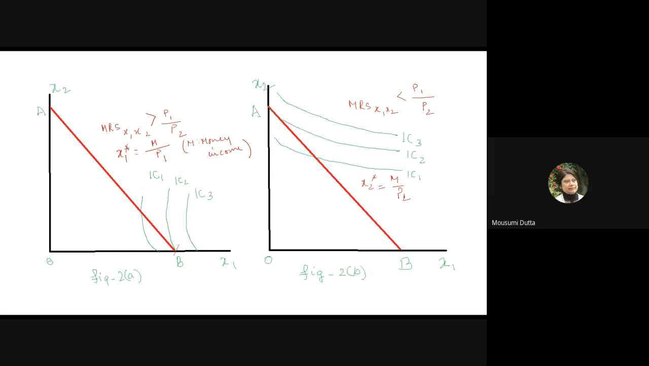Better to say the two lines IC2 and AB are intersecting each other, isn't it? Yes, ma'am. The curves are intersecting each other. If I extend the curves, we will find that B is not at all a point of tangency, though we are calling it equilibrium. However, it is not at all a point of tangency. We call this a point of contact.